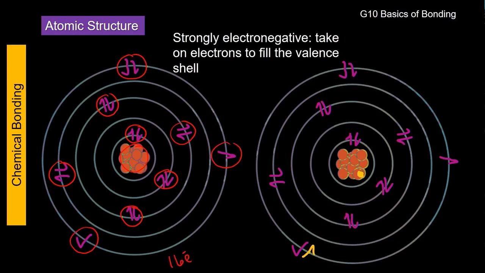Let's check this one out. I think it's exactly the same, except there's one extra, so that's going to be 17 electrons. That means we've got 17 protons over here, and we've got 16 protons over here.